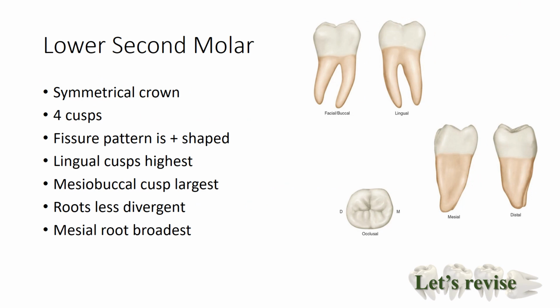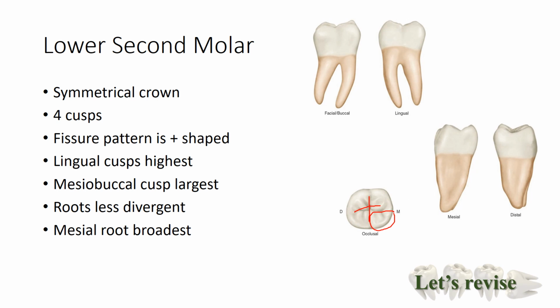Okay, so the lower second molar is much more symmetrical. We've got this kind of circular, square shape. We've got 4 cusps. We have a cross. That is our fissure pattern. The lingual cusps are the highest. So you see here the lingual cusps are higher than the buccal cusps, with the mesiobuccal cusp being the largest. That's that one there.